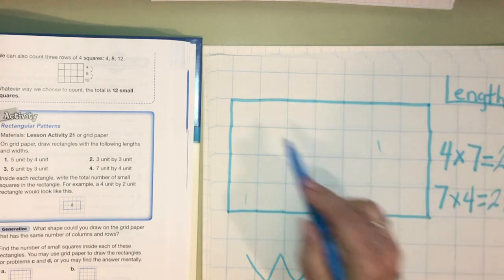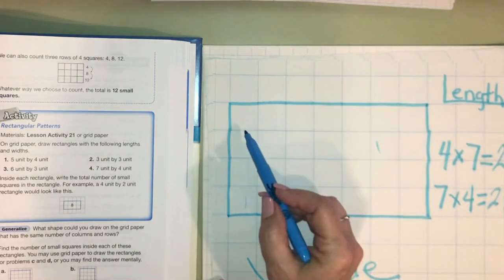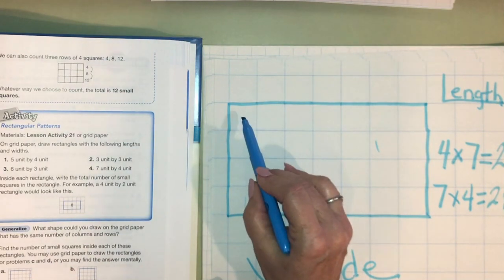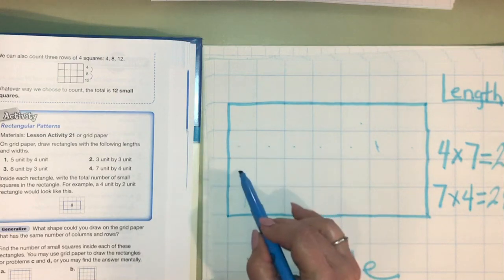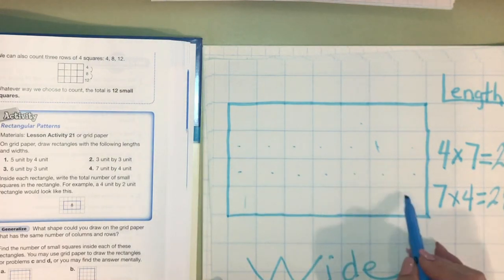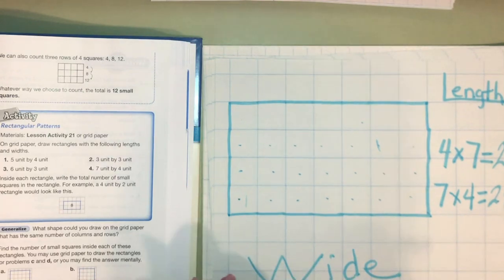There are 28 squares. Now, if you don't know your 4s and your 7s, then you can count them one at a time. 1, 2, 3, 4, 5, 6, 7, 8, 9, 10, 11, 12, 13, 14, 15, 16, 17, 18, 19, 20, 21, 22, 23, 24, 25, 26, 27, 28. 28 units.